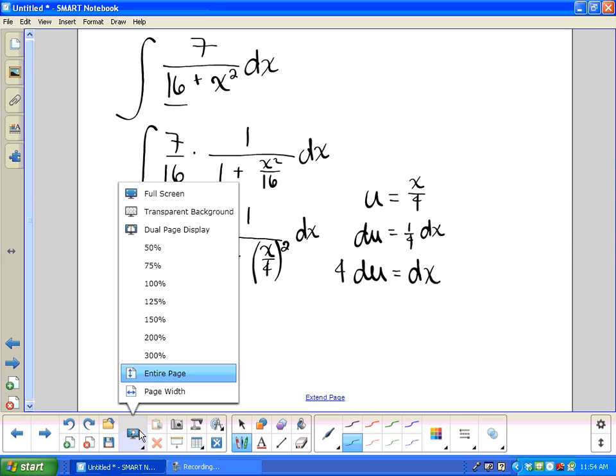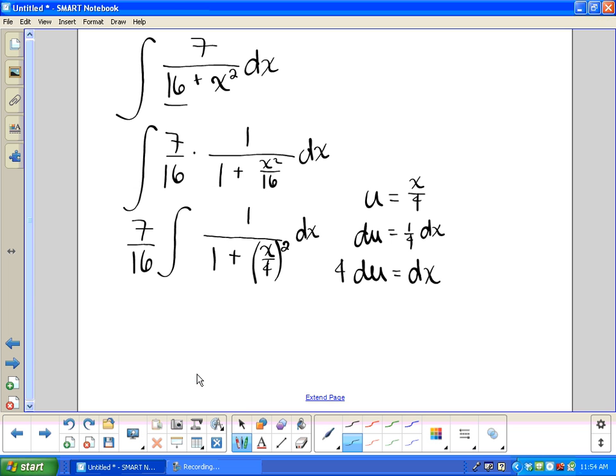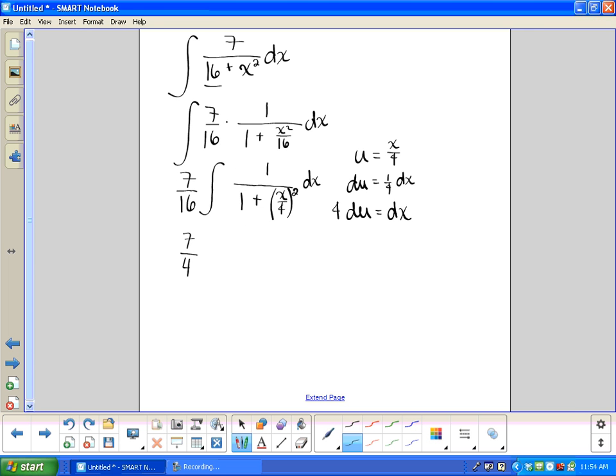Change this view just a little bit. Actually, no, I'll leave it the way it is. So I end up with 7 over 4, because the 4 on the top and the 16 would cancel. And then I have the integral of 1 over 1 plus u squared du, which is arctangent.